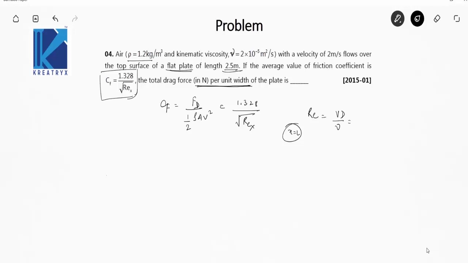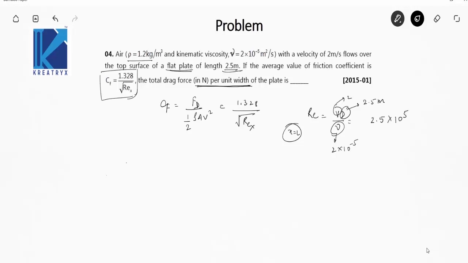We know V, yes, it is 2 meter per second. D is the characteristic length here, which is 2.5 meters. And nu is also given, that is 2 into 10 to the power minus 5 meter square per second. Be aware of the units. So Reynolds number is 2.5 into 10 to the power 5.